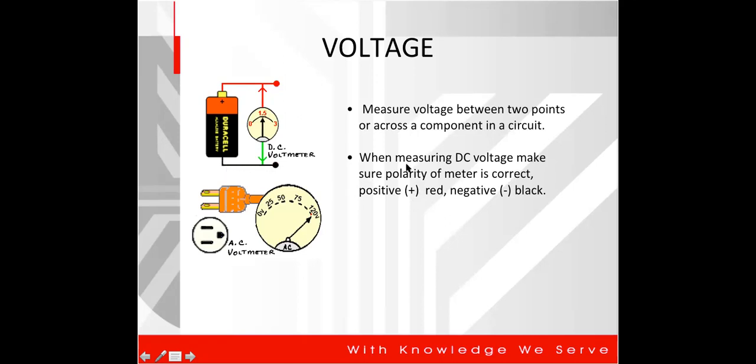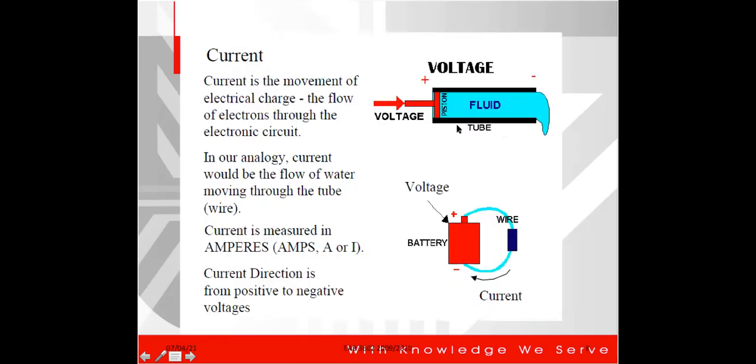Then you will get the measurement of the voltage across the component in the circuit. Okay, current on the other hand is the movement of the electrical charge, which is the flow of electrons through the electronic circuit. So if you imagine in the analogy here, current will be the flow of water moving through the tube. Okay, so the water or the fluid moving through the tube is the current, and the unit is amperes.